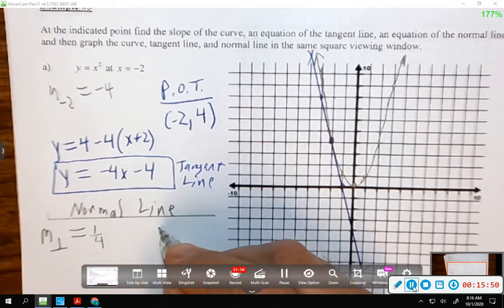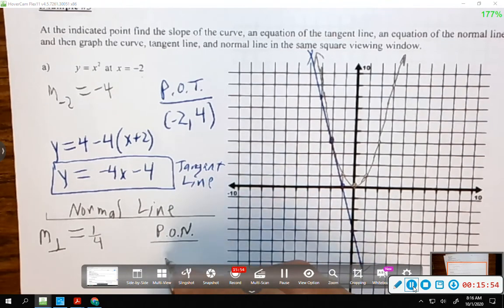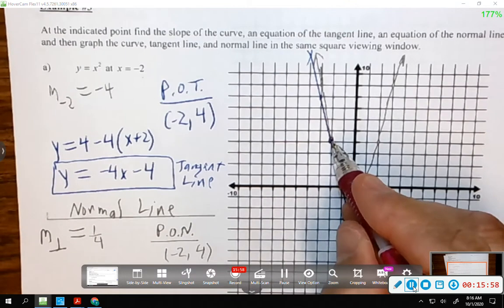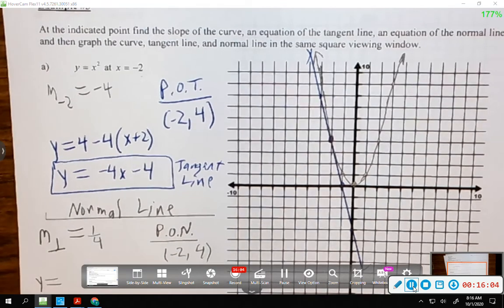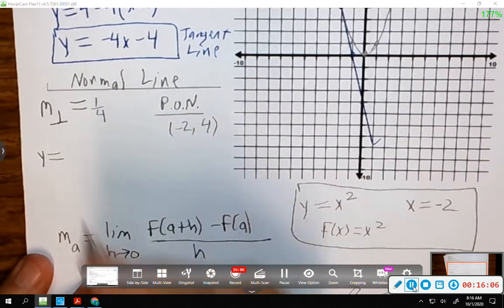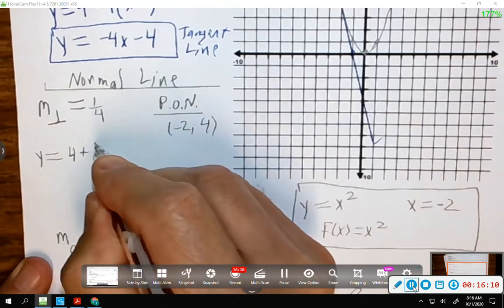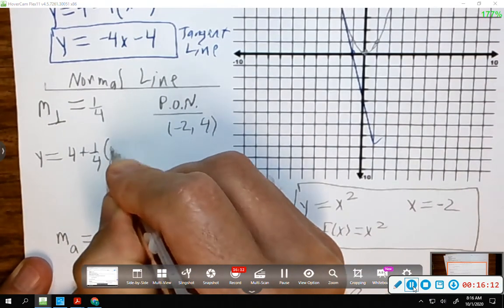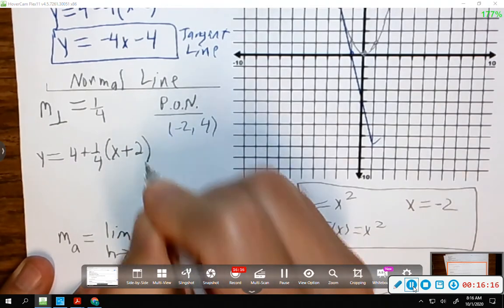The point of normalcy is always going to be the same point as the point of tangency. We don't have to change anything there. It's still going to go through that same point. We do the exact same thing. Y equals the y coordinate. This time it is plus the slope times x minus the x coordinate. X minus -2 becomes x plus 2.